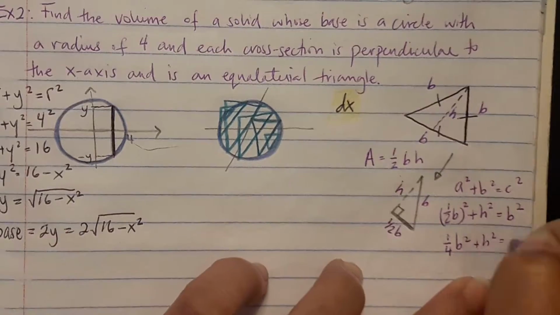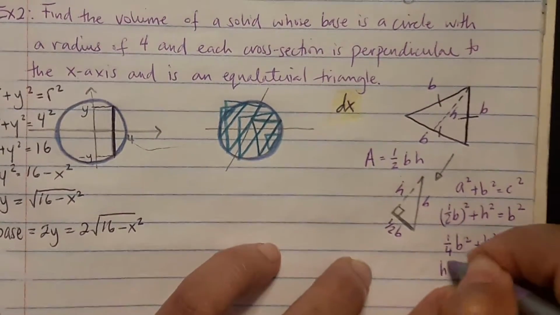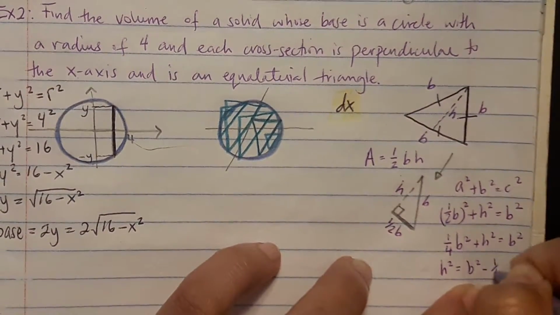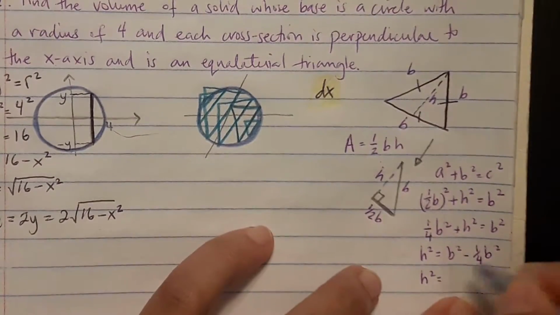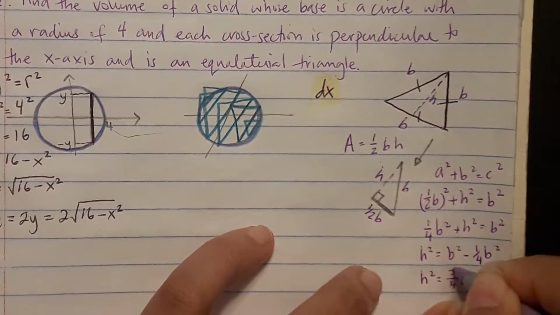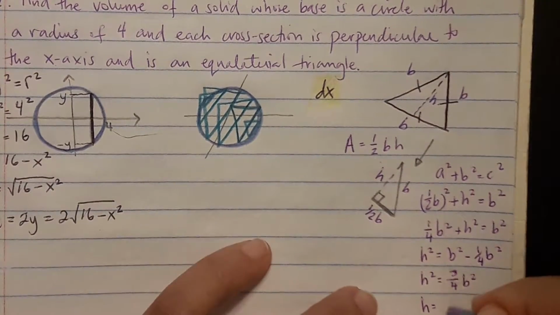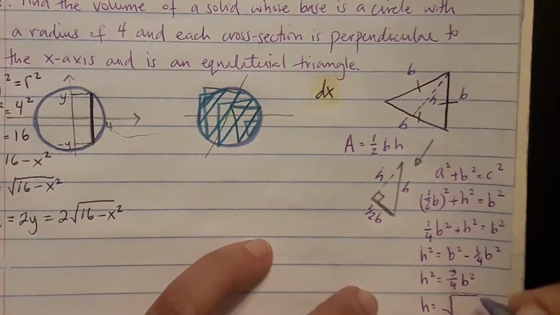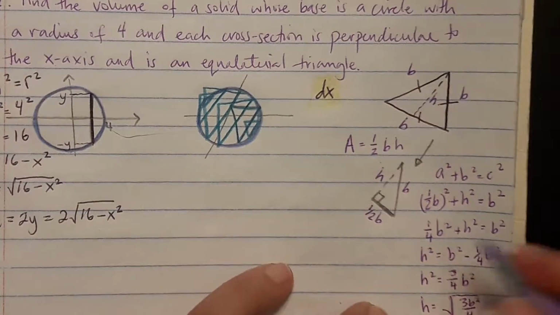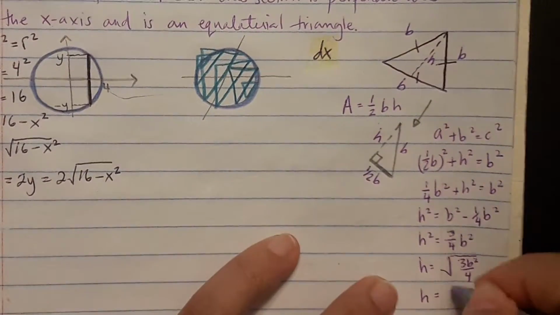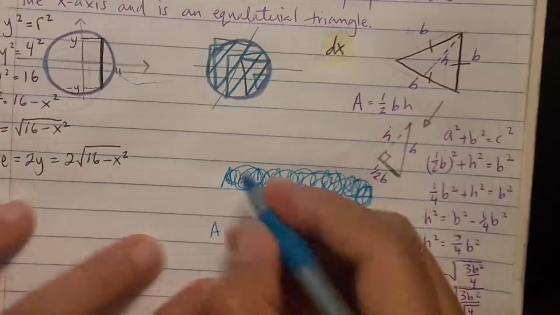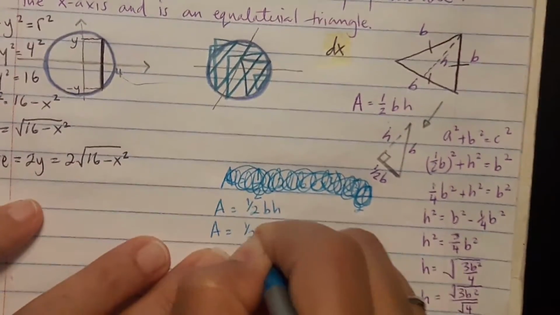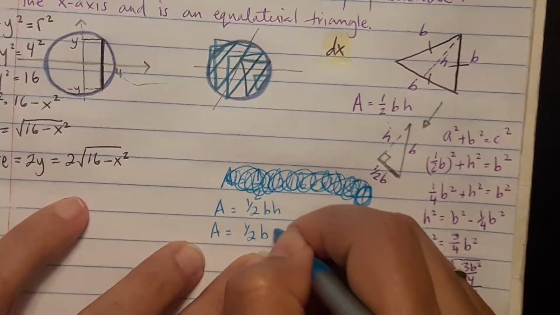I'm going to get a quarter b squared plus h squared equals b squared. Solve for h, and I have h squared equals b squared minus a quarter b squared, which gives me 3/4 b squared. Then take the square root of that, so it's the square root of 3b squared over 4. I can separate top and bottom, so the square root of 3b squared over the square root of 4. Simplify that, and I get h is equal to the square root of 3 b over 2.